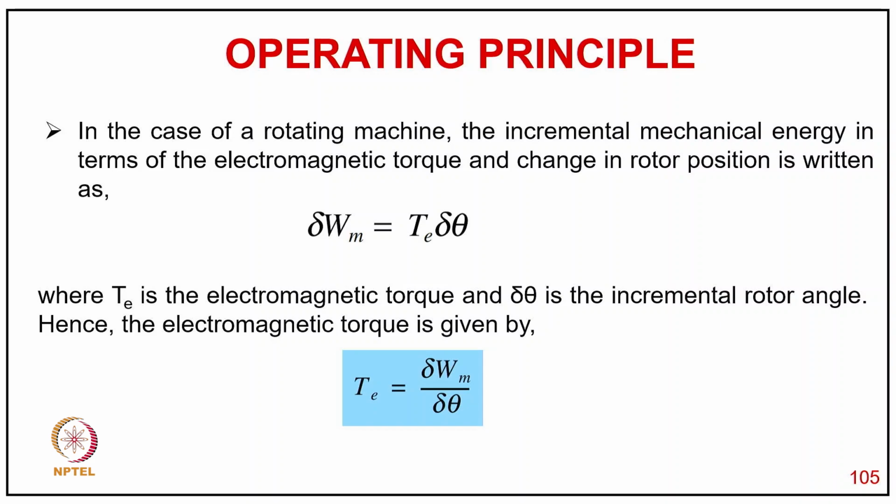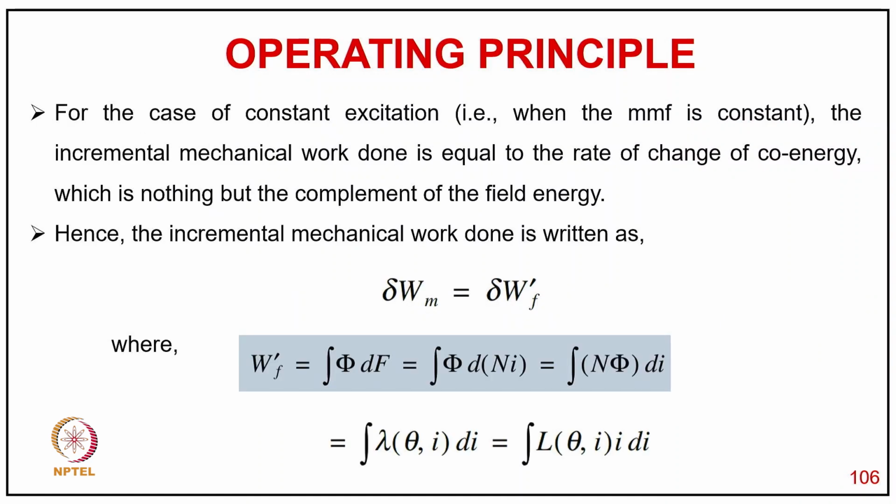So in the case of a rotating machine, the incremental mechanical energy is in terms of electromagnetic torque and change in position, given as delta Wm equal to T into delta theta, where T is the electromagnetic torque and delta theta is the incremental rotor angle. Hence the electromagnetic torque is given as T equal to delta Wm upon delta theta. Now coming to the case of constant excitation, when the MMF is constant, the incremental mechanical work done is equal to the rate of change of co-energy, which is nothing but the complement of field energy.